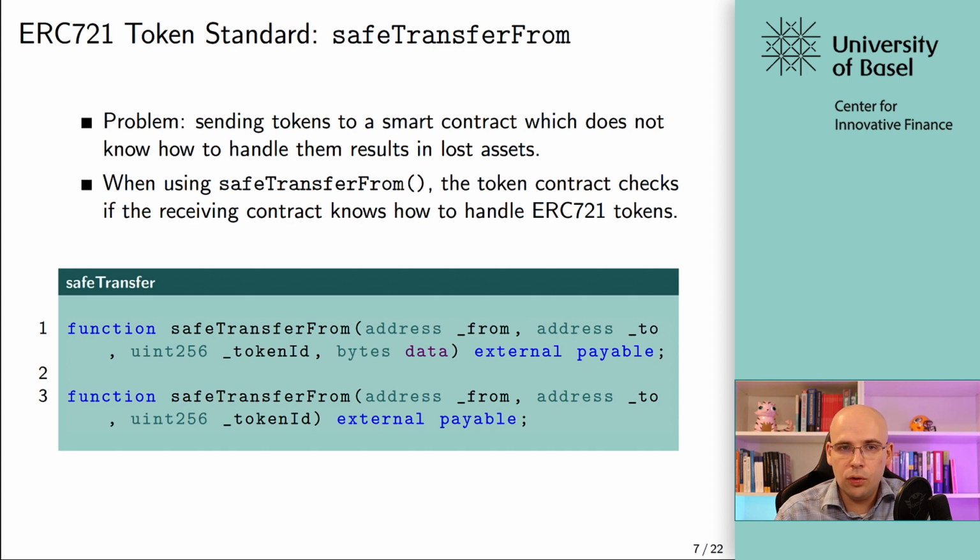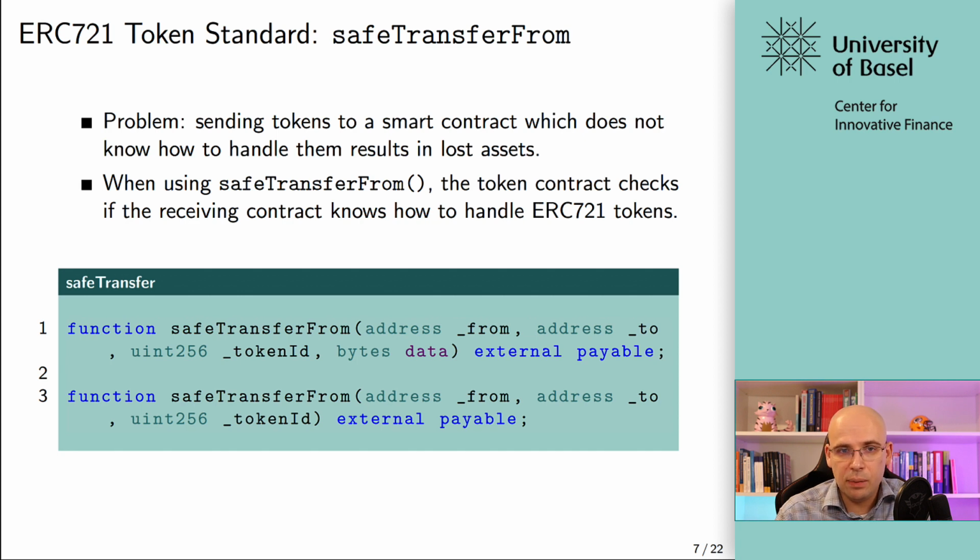Now there are two different functions, as you can see right here. They have the same name, but recall that they still have a distinct function selector because the arguments are different. And here you have an additional one, which is a bytes argument with the name data. Basically, you're simply sending some data along, which can be used to decide whether or not to accept this transfer.